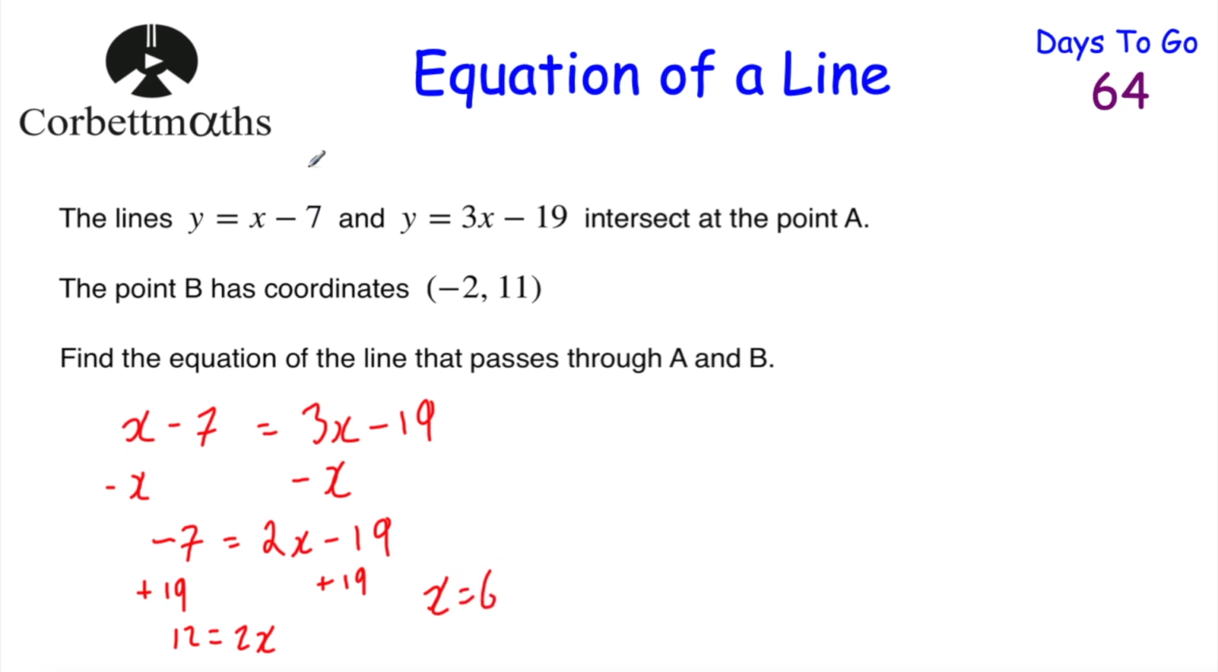We're then just going to substitute that into one of our equations. I'm going to choose the first one. We're going to have y equals 6 take away 7. And 6 take away 7 is equal to negative 1. So y equals minus 1. So that means the point A has got coordinates 6, negative 1.